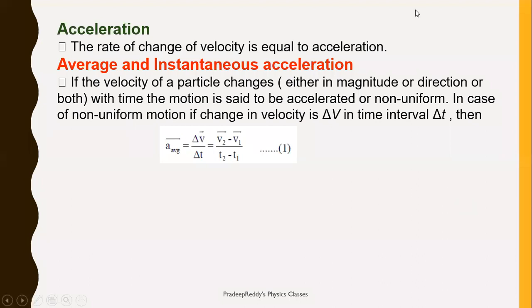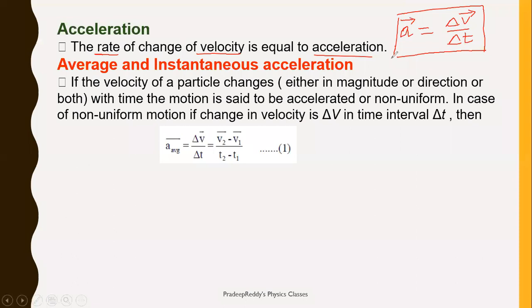In the previous slide, I have explained what is meant by acceleration. Acceleration is simply change in velocity with respect to time interval. The time rate of change of velocity is equal to acceleration. So acceleration a is equal to delta v divided by delta t. And acceleration can be positive or negative. We will be dealing with vector velocity, therefore acceleration is also a vector quantity.